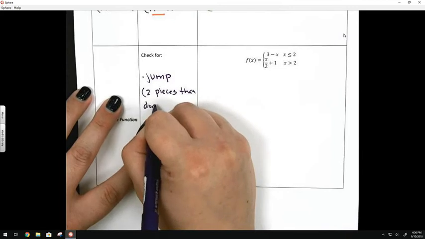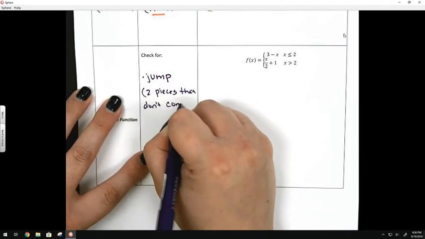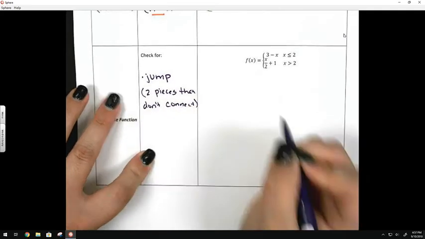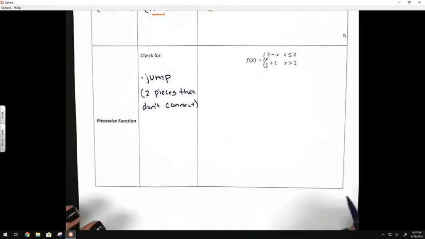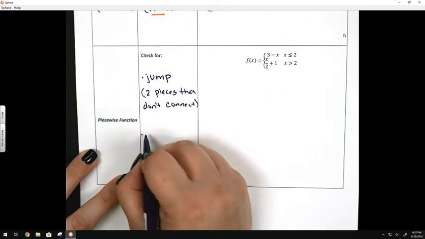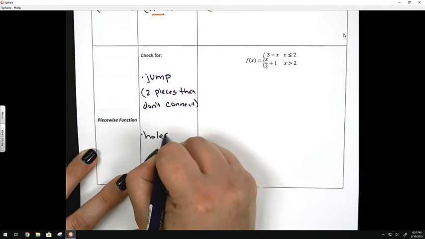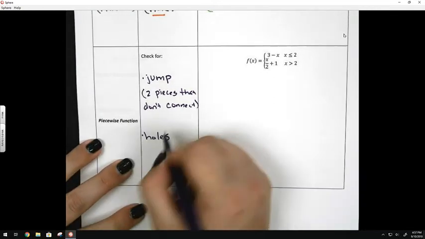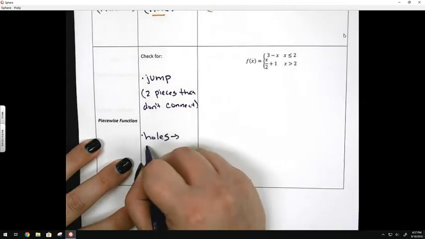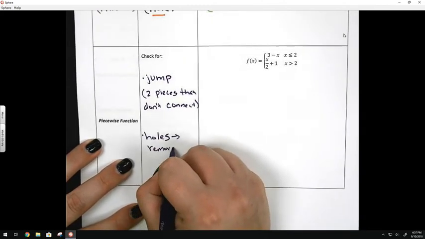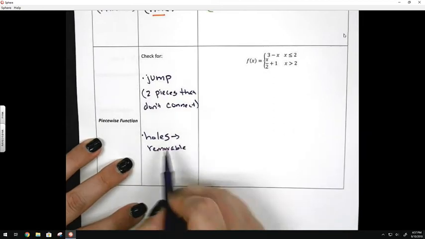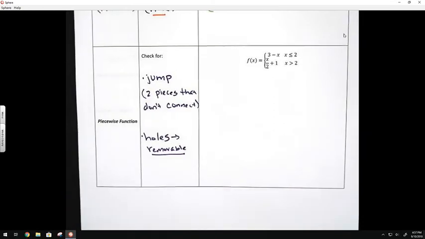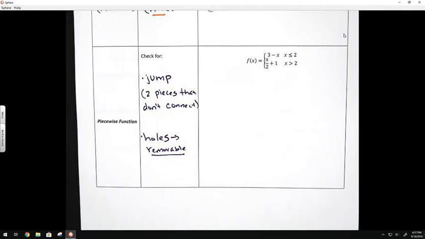And you guys can identify that pretty quickly from a graph. So now we just have to do it algebraically. And then we can also be looking for holes here if there's potentially a rational function as one of our pieces. Okay? Oops, and a hole would actually be a removable discontinuity. So we're looking for a removable discontinuity, which would be a hole. Sorry, I wrote that backwards.